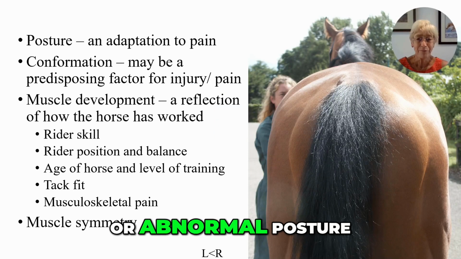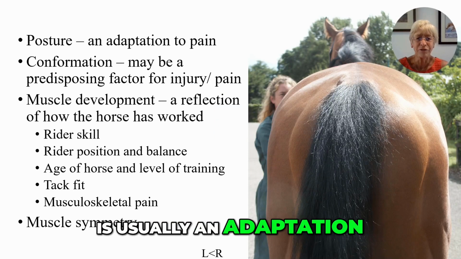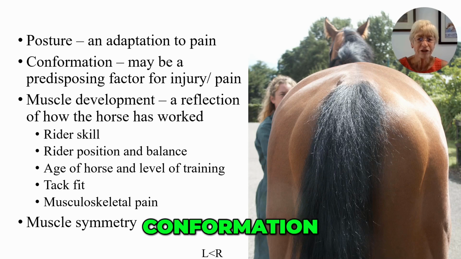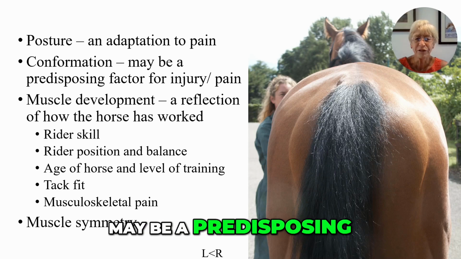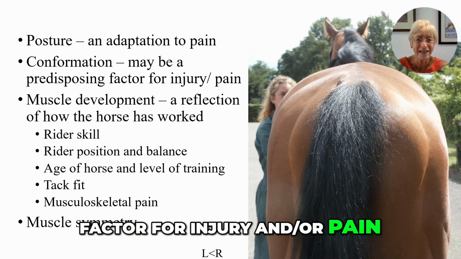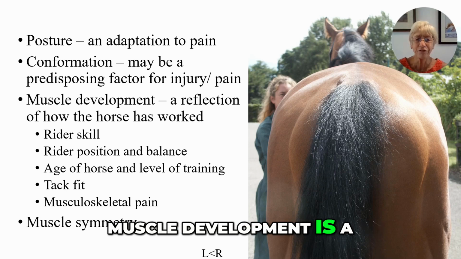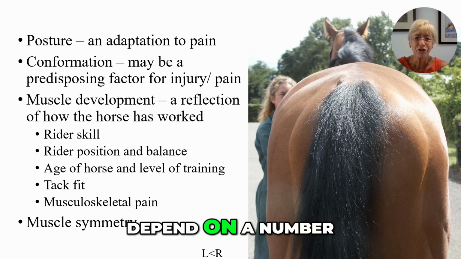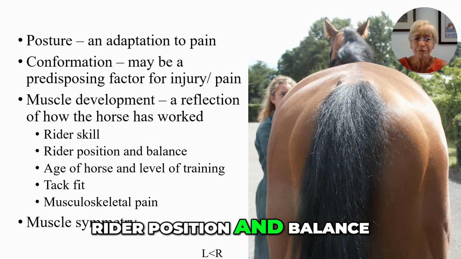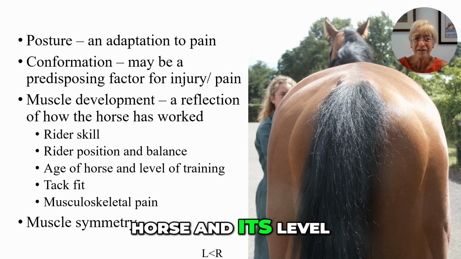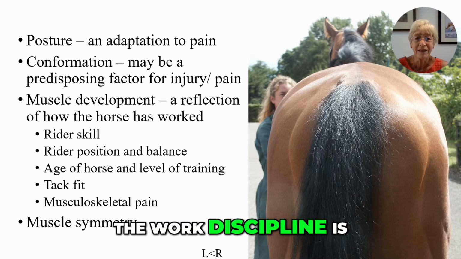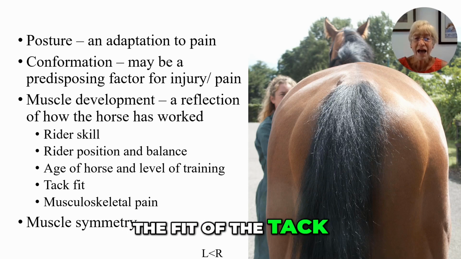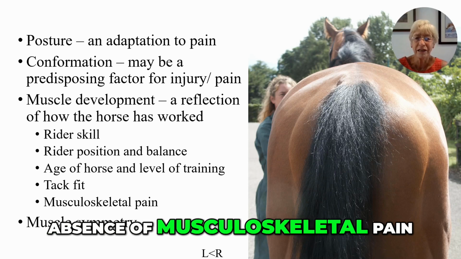Posture, or abnormal posture, is usually an adaptation to pain. Conformation, however, may be a predisposing factor for injury and/or pain. Muscle development is a reflection of how the horse has worked historically, and that's going to depend on a number of factors, including rider skill, rider position and balance, the age of the horse and its level of training, and what the work discipline is, the fit of the tack, both for the horse and for the rider, and the presence or absence of musculoskeletal pain.